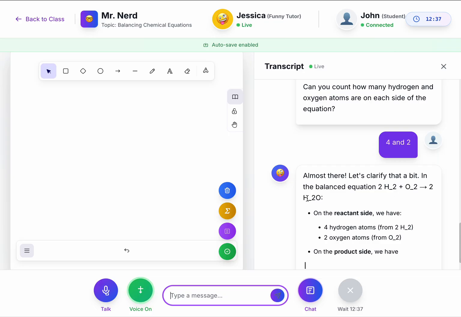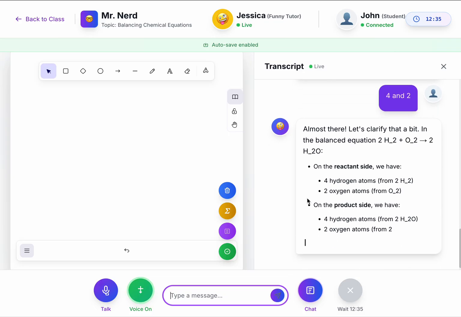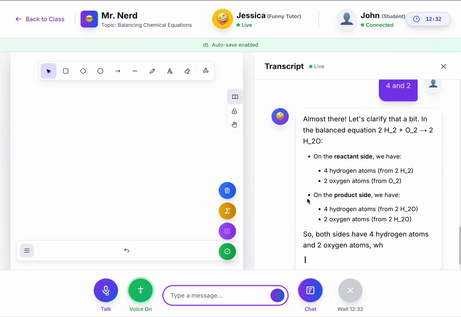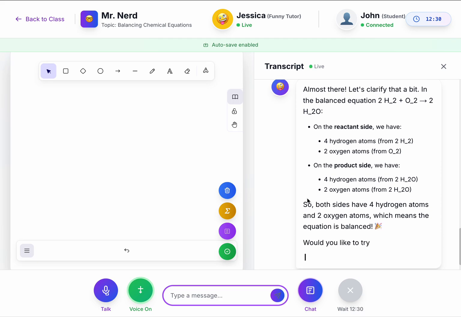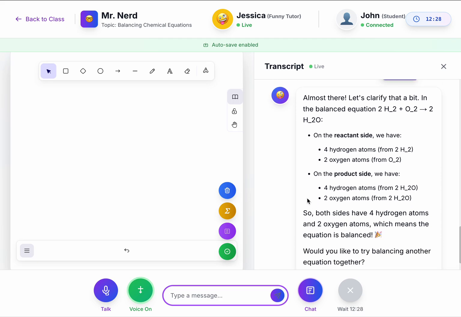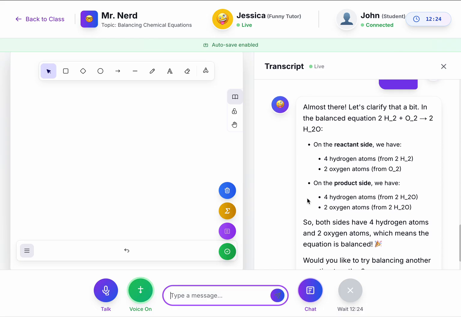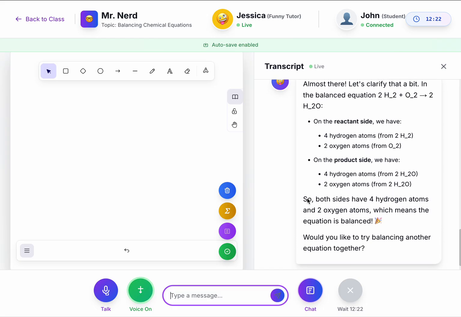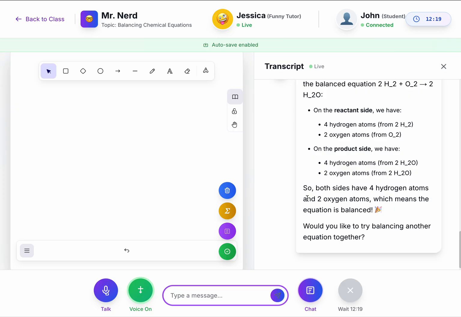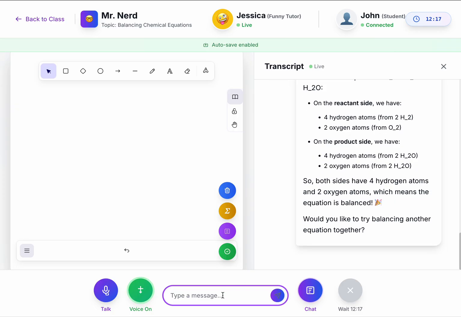Almost there. Let's clarify that a bit. In the balanced equation 2H2 plus O2 yields 2H2O, on the reactant side we have 4 hydrogen atoms from 2H2, and 2 oxygen atoms from O2. On the product side, we have 4 hydrogen atoms from 2H2O, and 2 oxygen atoms from 2H2O. So both sides have 4 hydrogen atoms and 2 oxygen atoms.